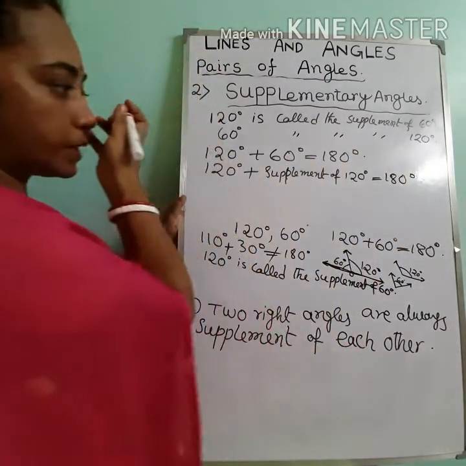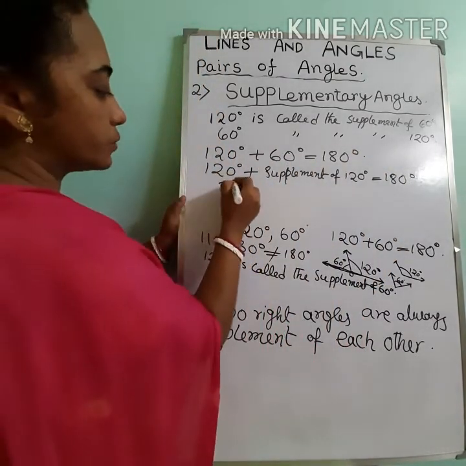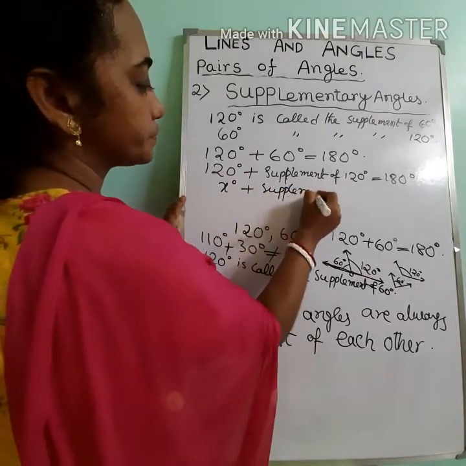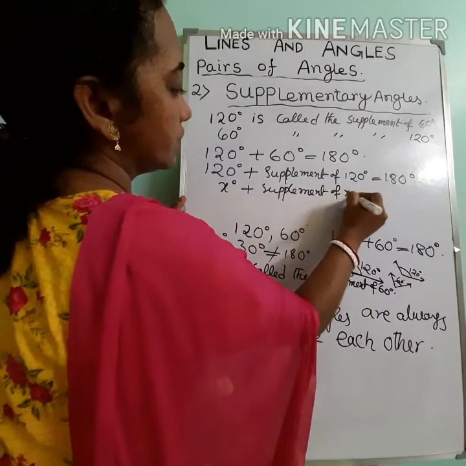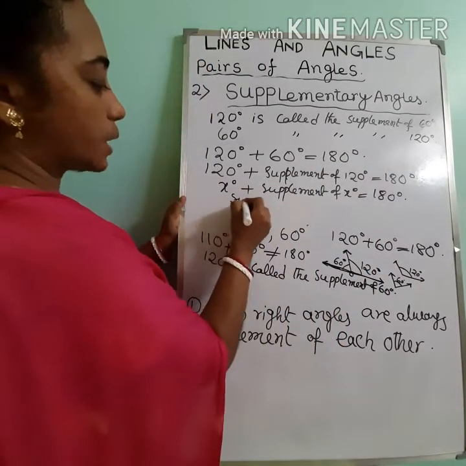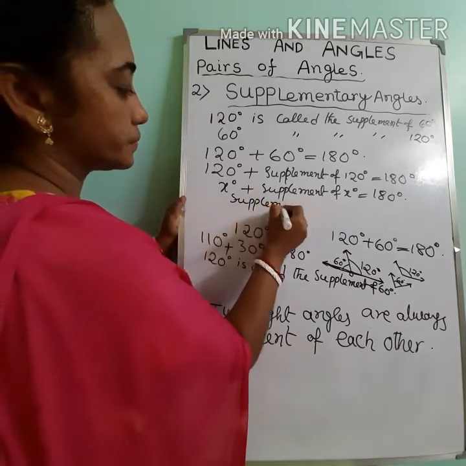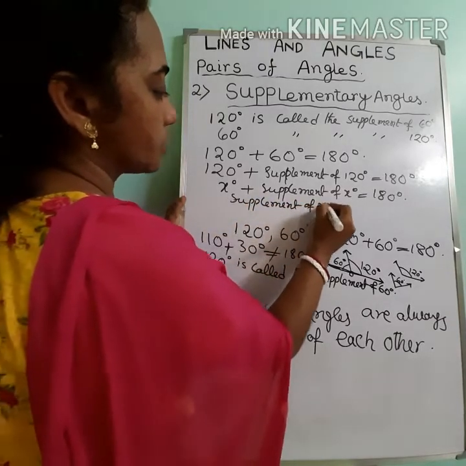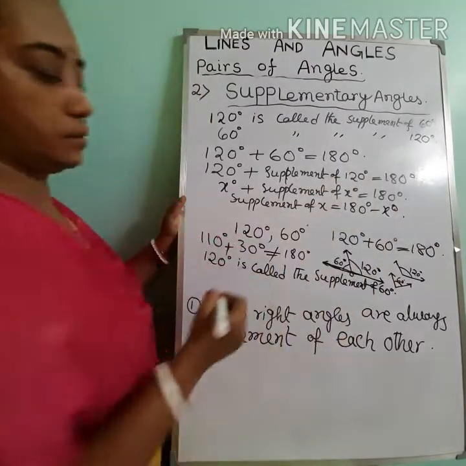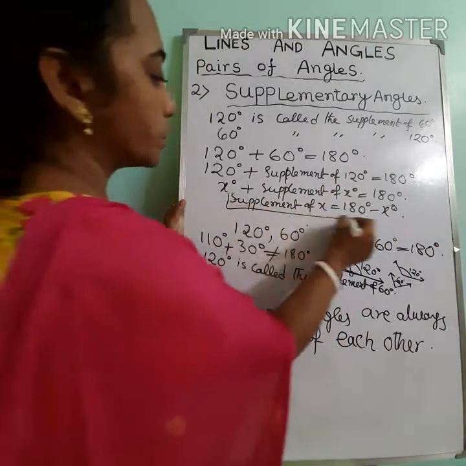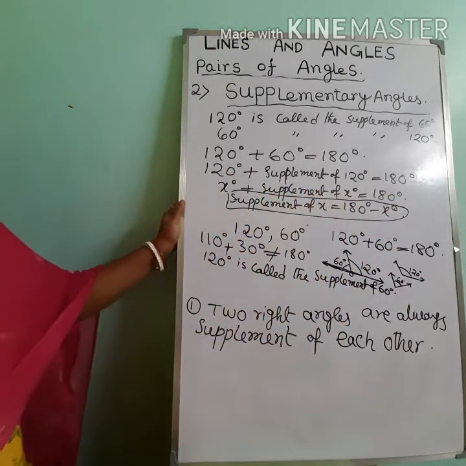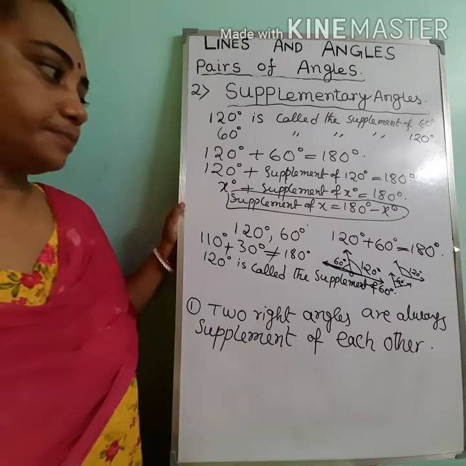Now we can write, in place of 120 degree, if we choose any angle x degree, x degree plus supplement of x degree is equal to 180 degree. So that means supplement of x degree is equal to 180 degree minus x degree. So this is a very important formula, that supplement of an angle is equal to 180 degree minus x degree.